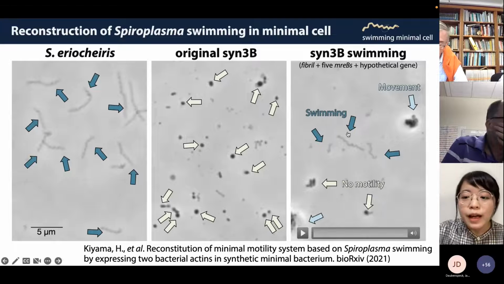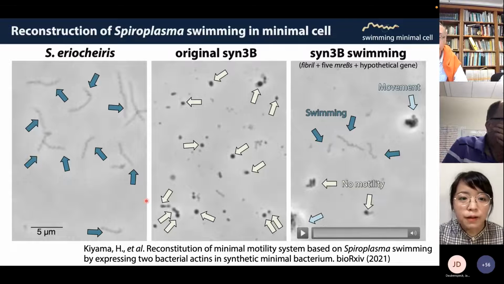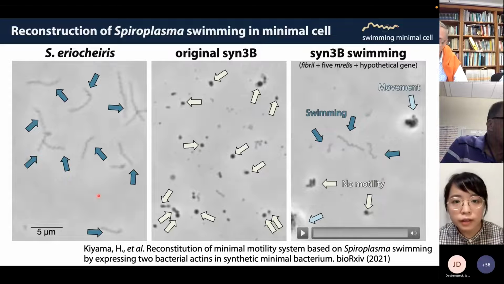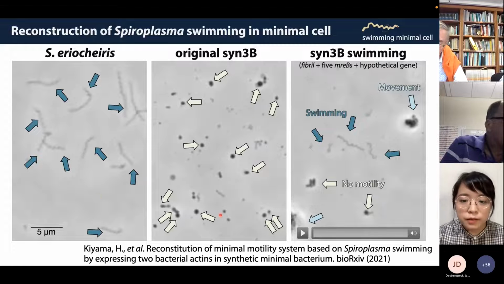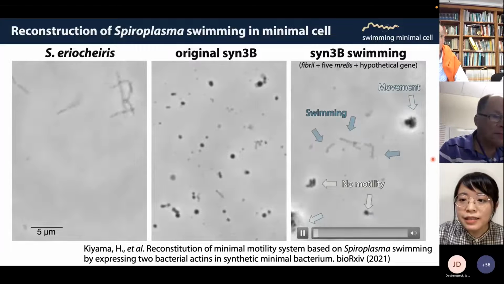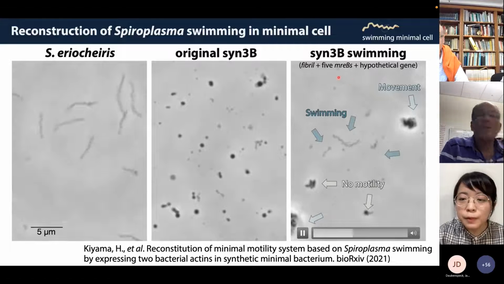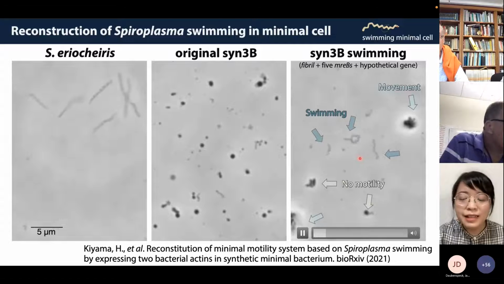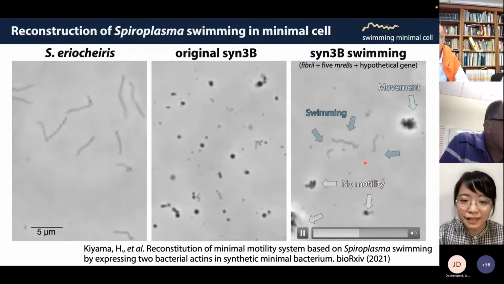This is a video. The left side is Spiroplasma, which shows helical morphology naturally, and they swim switching between left-handed helices and right-handed helices. The middle is the original Syn3B, and the right side is the swimming Syn3B, which possesses the Spiroplasma-specific fibril protein and 5 MreBs and a hypothetical gene between the MreBs. By introduction of the Spiroplasma 7 genes, Syn3B changed its morphology from round to helical, and they showed swimming motility like this.